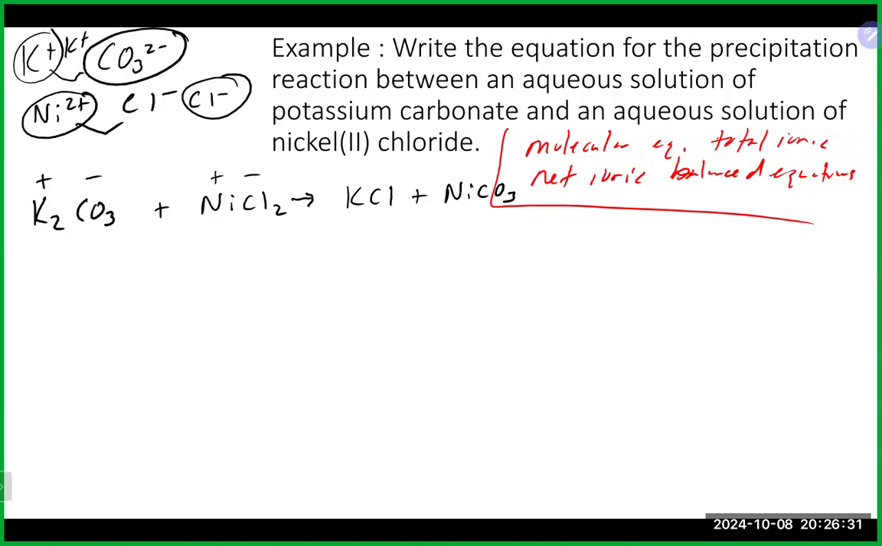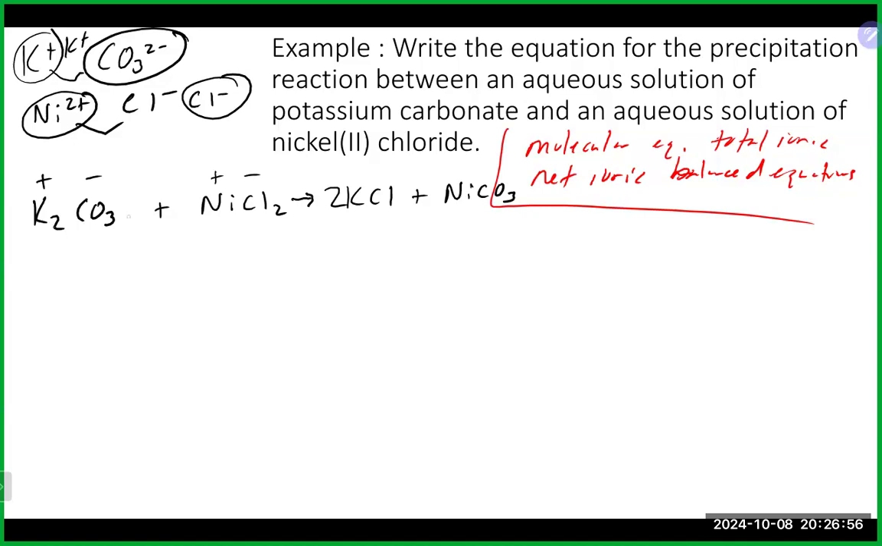All right, so now that I did get the formulas, I'm ready to balance, right? So now I want to balance it. Looks like I just need a 2 perhaps right there. That will give me 2 potassiums, 2 chlorides on each side, 1 carbonate on each side, and 1 nickel on each side. We can now use our solubility rules to determine what everything is here.